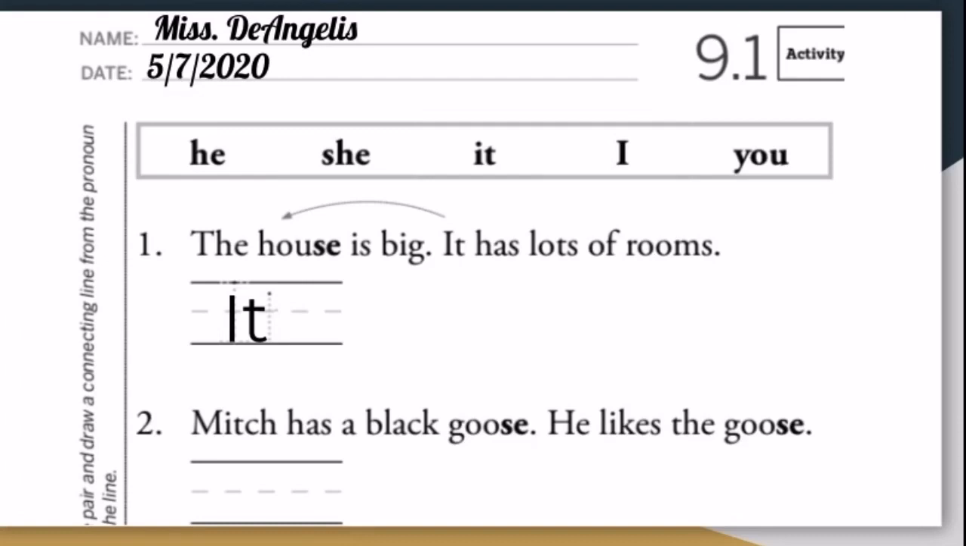Now let's look at number 2. Mitch has a black goose. He likes the goose. So we're looking at the word Mitch, and who or what did they refer to as Mitch in the second sentence? What was the pronoun they used? Right. They used the word he. So we're going to write the word he on the line and make sure you draw that little line from he to Mitch. If I go a little bit too fast for you, pause the video and make sure you're writing neatly. No floating letters.